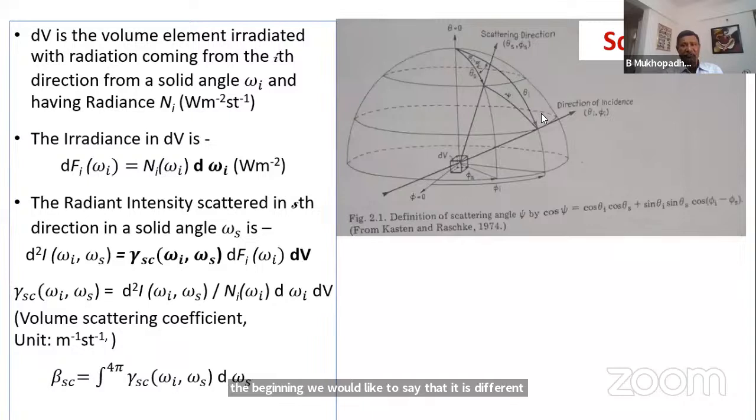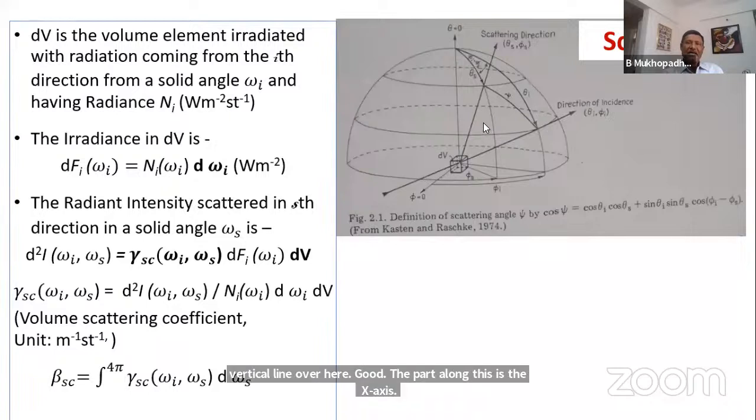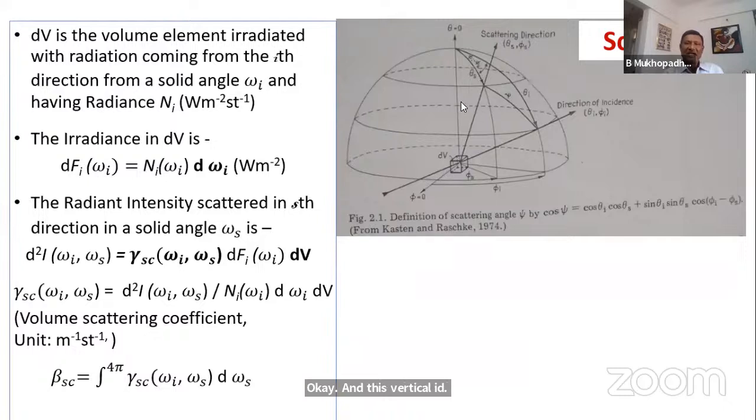If it is different in directions, then we need to have a geometry. So let this be enclosed by a spherical grid drawn over here, the vertical line over here. Then the path along this is the x-axis. And this vertical angle of the scattered direction, when dropped over here, has with respect to the x-axis an angle, which is known as the azimuthal angle. All this is what we have already done, this kind of r, theta, phi geometry. It's a polar coordinate geometry.